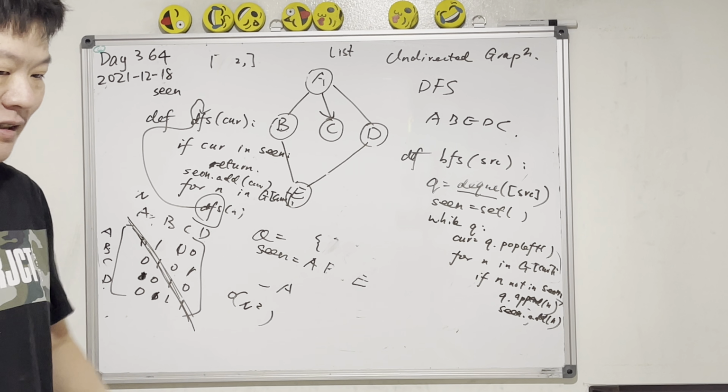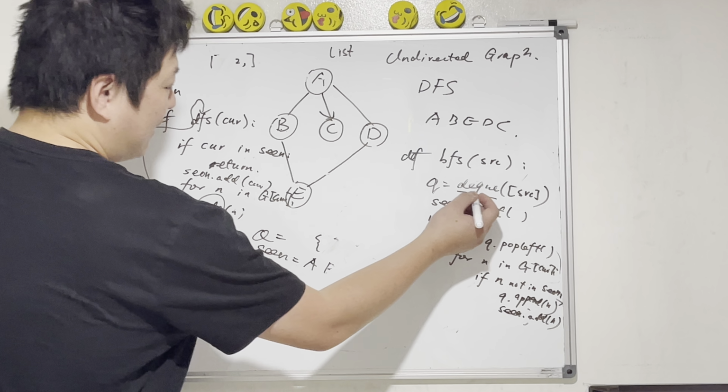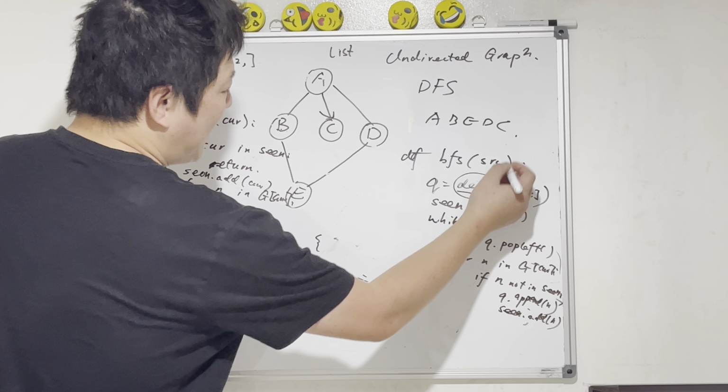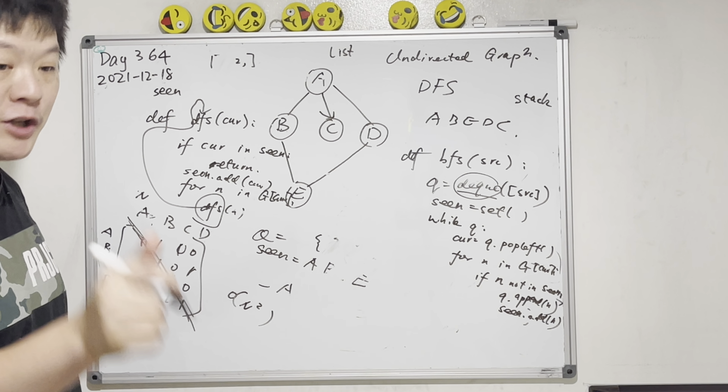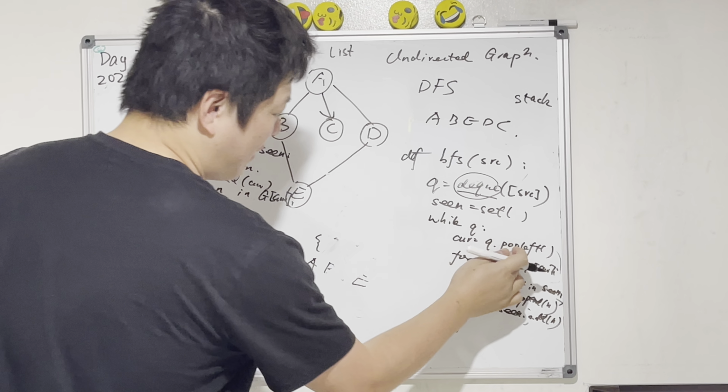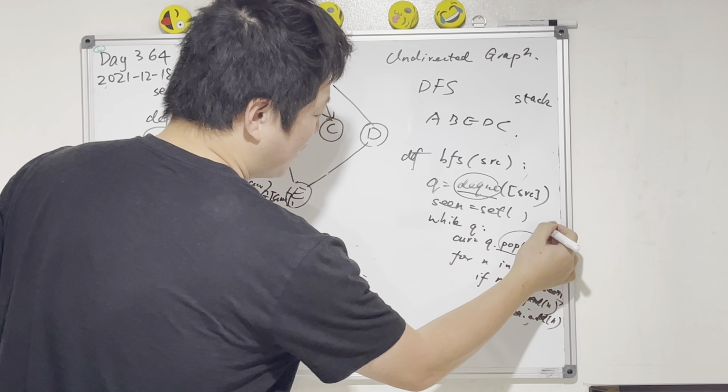Okay, so one question. If I change this Q to a stack, you wouldn't be able to pop left. Good question. That's a very good point. But I change this to pop, just pop. You know the stack, first in, last out, right? Yeah. So what will happen? Does it become a DFS? Not really. Not really. Okay. Yeah, your answer is right.